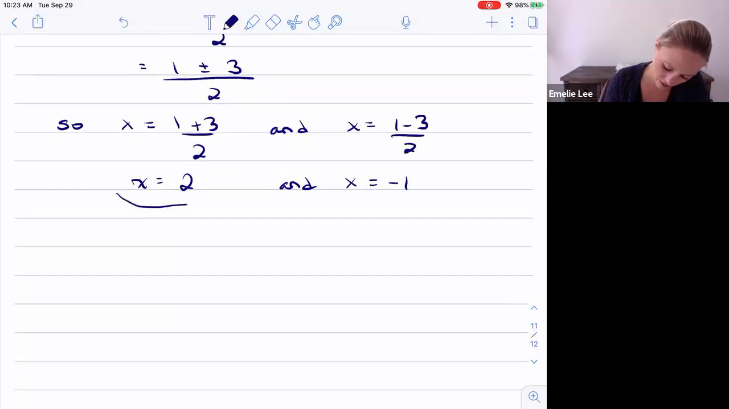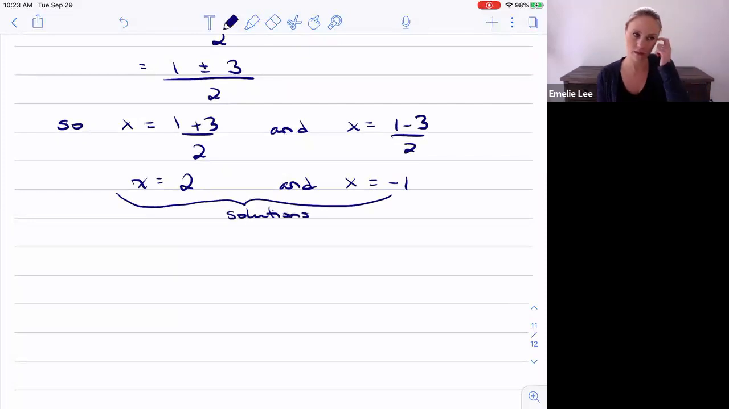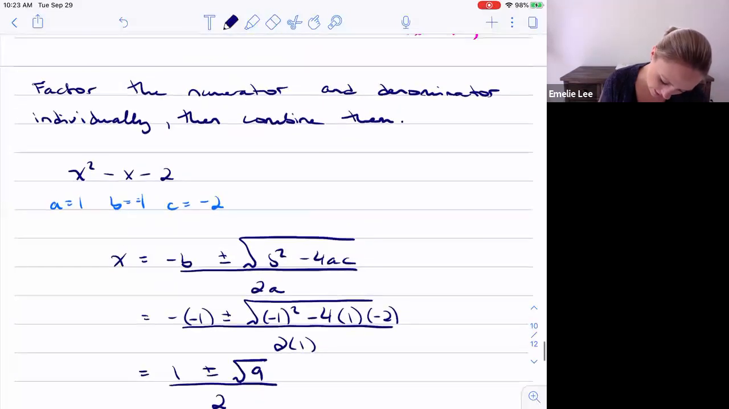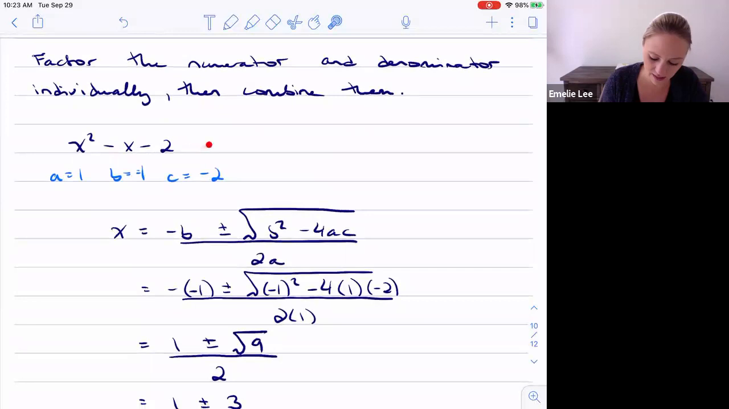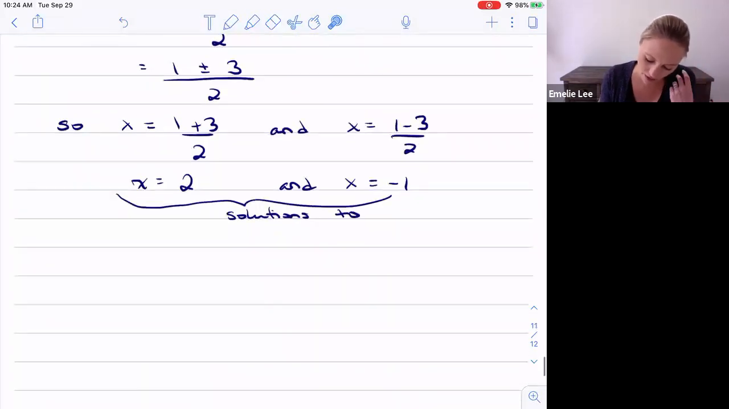These are solutions to this whole thing, x squared minus x. Notice that I didn't have an equals 0 here. I'm imagining an equals 0 to find the solutions, and then I'm able to extract the factors. That's okay. Solutions to x squared minus x minus 2 equals 0.